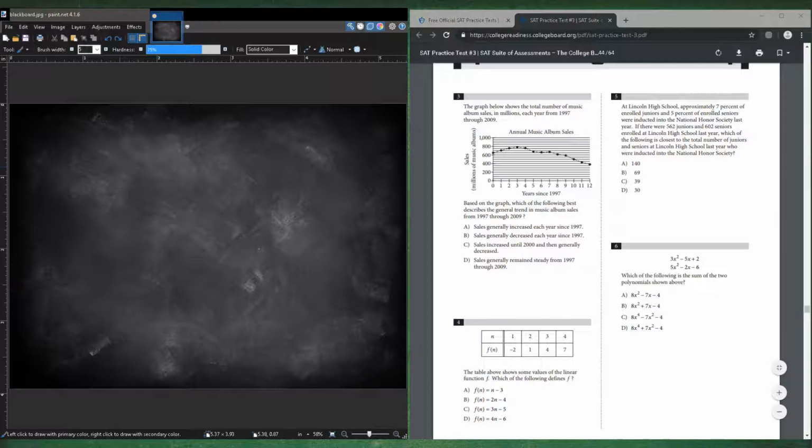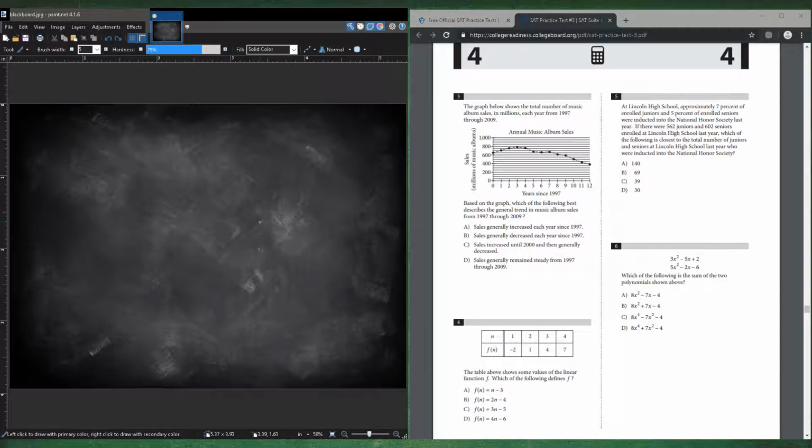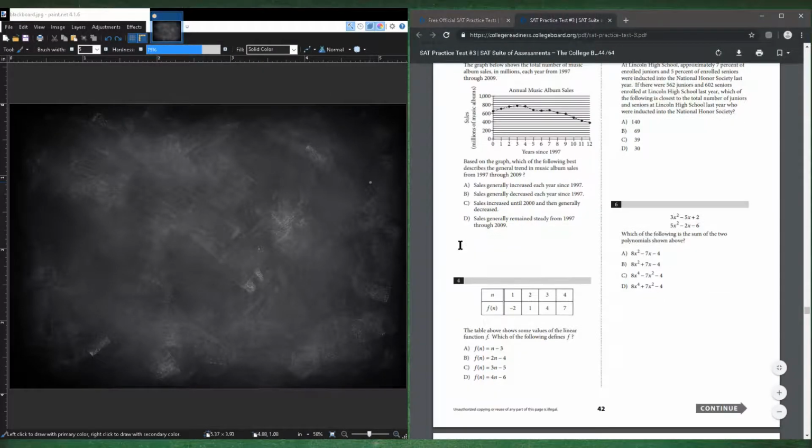Remained steady, which it didn't. It never remained steady, except from maybe years 3 to 4. So the answer is C. This is another basic graph interpretation.